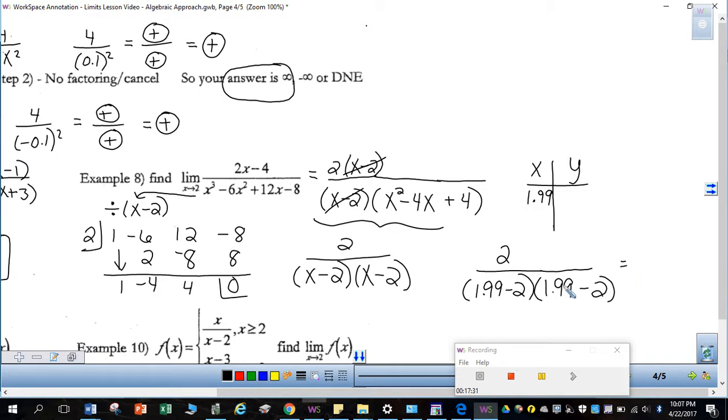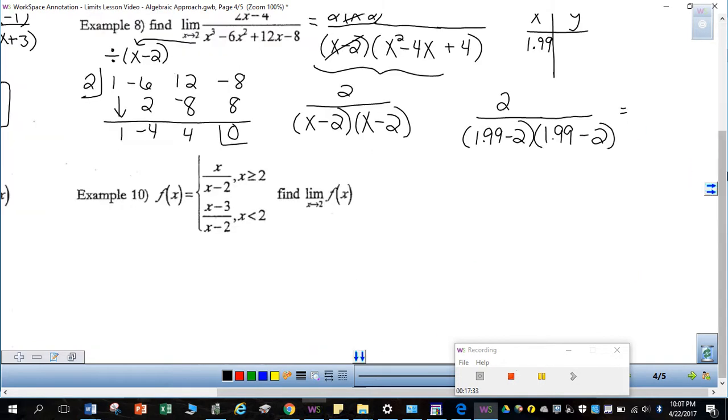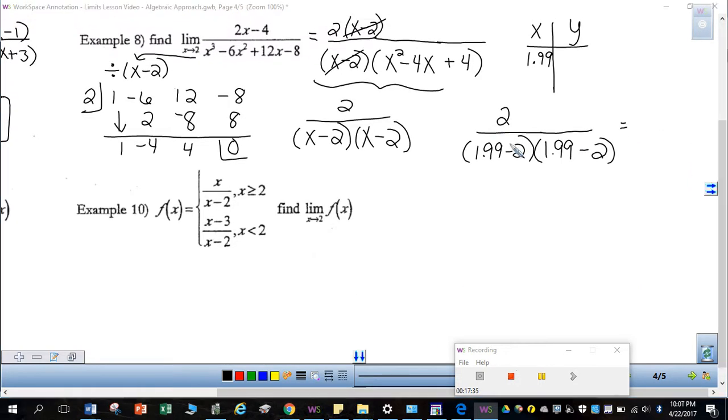So we can think about it like this. 1.99 take away 2. 2 is bigger, and so that's going to be negative. This is also negative. So a negative times a negative will be a positive. 2, of course, is positive. Positive divided by a positive will equal positive. So that tells us that the limit as x approaches 2 from the left side is positive infinity.